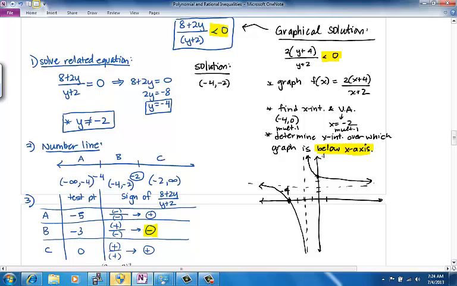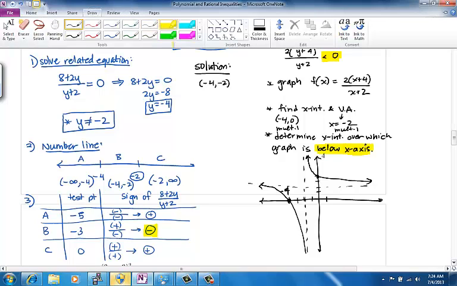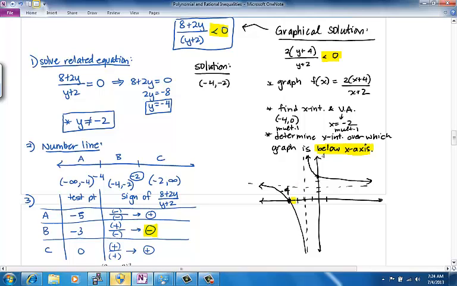So the interval over which it's below the x-axis appears to be right in here. So our solution is just what we found in the algebraic solution, -4 to -2, not including either endpoint.